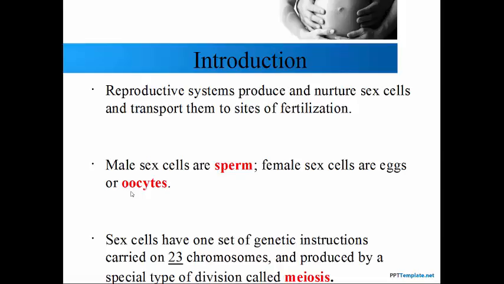Now all sex cells, whether it be sperm or eggs, have one set of genetic information that has 23 chromosomes. And this is produced with a special process called meiosis. Now in a normal cell, every cell will have 46 chromosomes. You get 23 from mom, 23 from dad. This is where that number comes from. And meiosis is really just cell division, but within sex cells only.